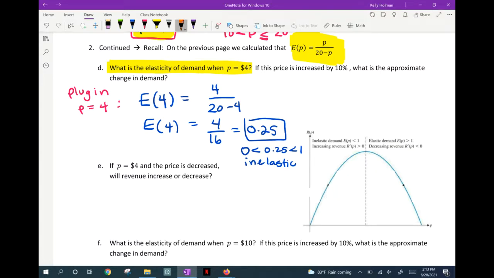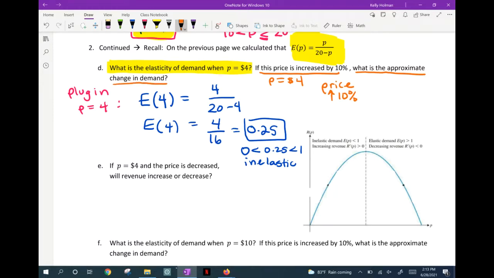So now we have to do this next part of the question. If this price, so if P equals $4, increased by 10%, you don't actually have to do that calculation. You just have to know that price went up 10%. If you want to actually calculate that, you can. The new price would be $4.40 if you really wanted to find 10% of $4 and add it back on. You don't have to do all that. We just need to answer this question. It doesn't say what is the new price, right? It says if the price increased by 10%, what is the approximate change in demand?